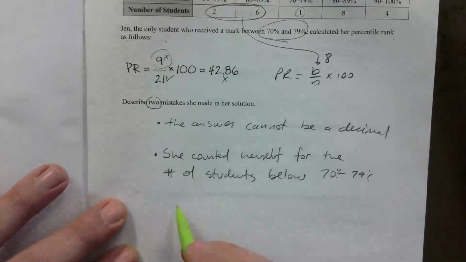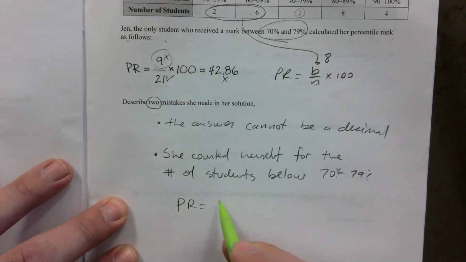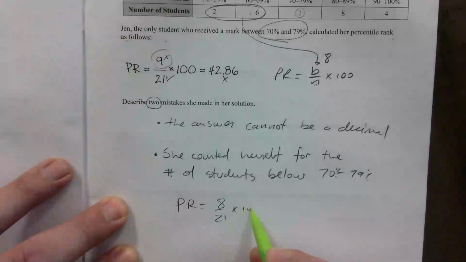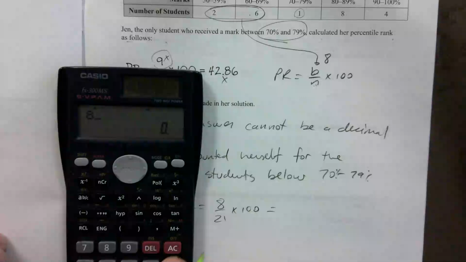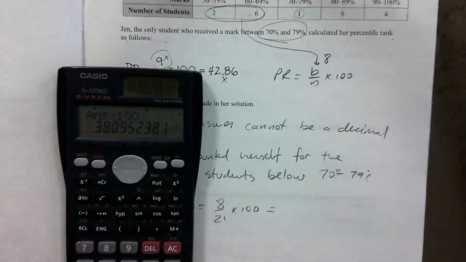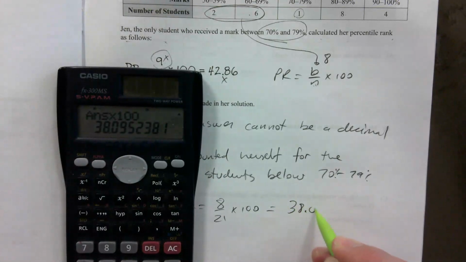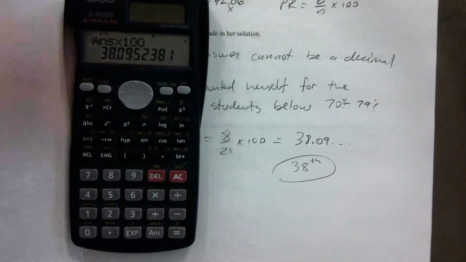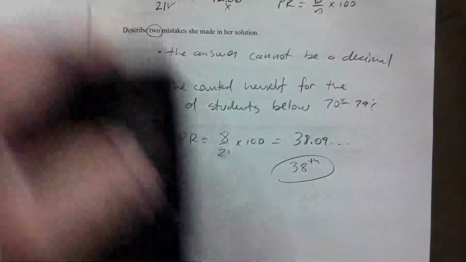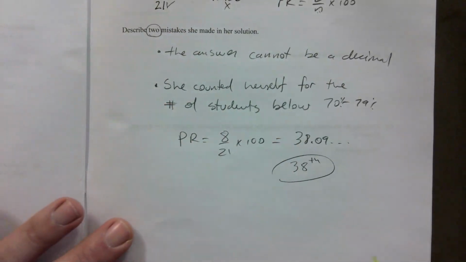Okay. So if they ask you what's the correct answer, it would be 8 over 21 times 100. Let's see what that gives us. That's 38.09 and something, but you can't have decimals in percentiles. Okay? 38. I'm just going to leave it at 38. Don't do the 2 answers like I used to do, okay? Just give one answer, either round up or down, that's fine.